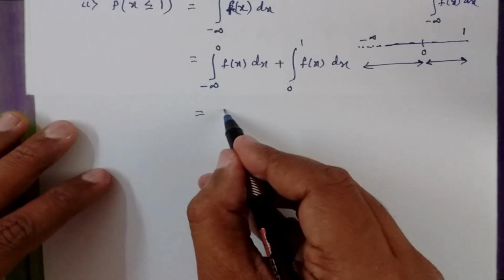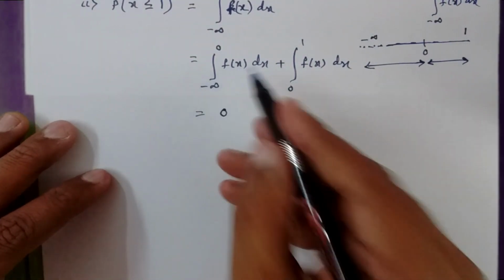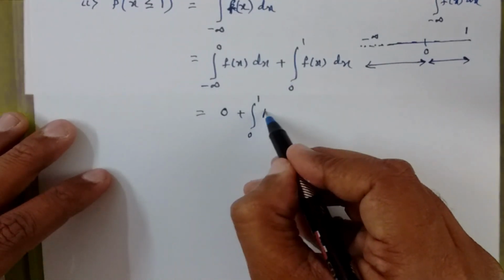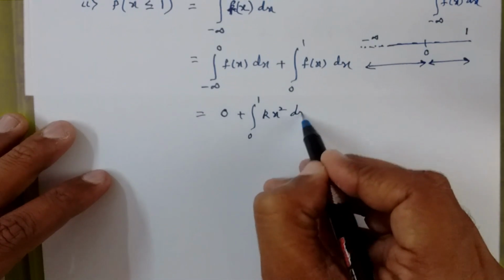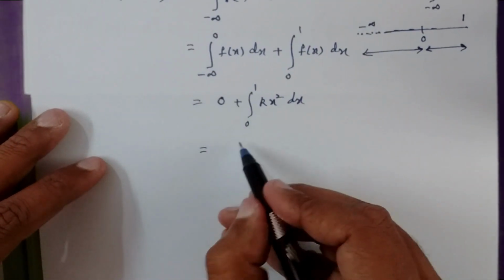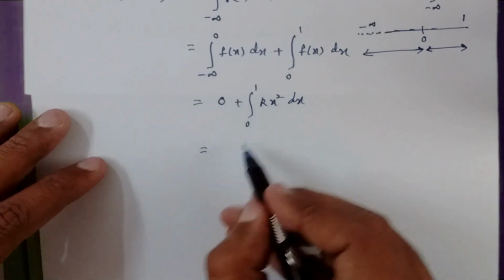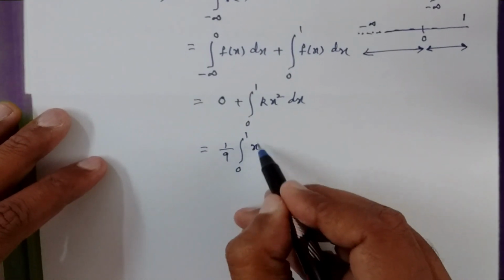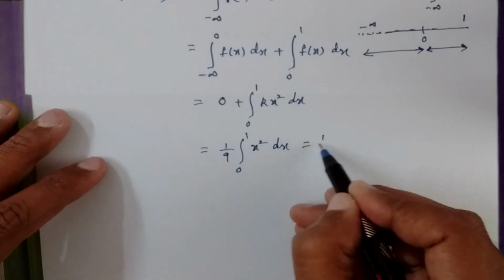So this value will be equal to 0. Integral of 0 will become 0 itself. Plus you have the integral 0 to 1, where the f of x value is k x square into dx. 0 you can ignore. The value of k is 1 by 9. You can take 1 by 9 outside. You have the integral 0 to 1 x square into dx, times 1 by 9.